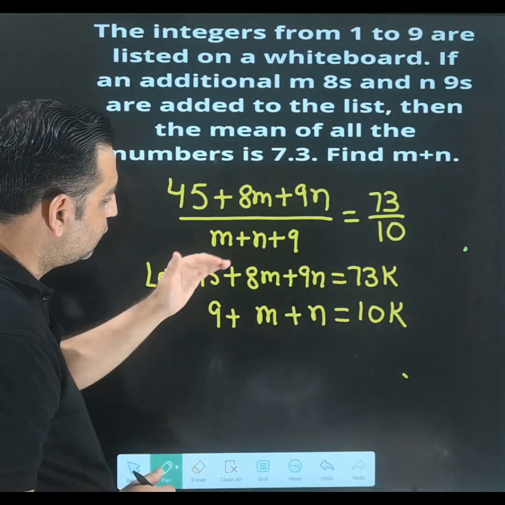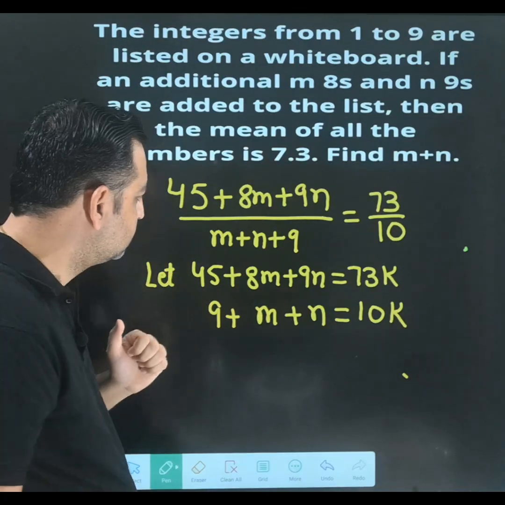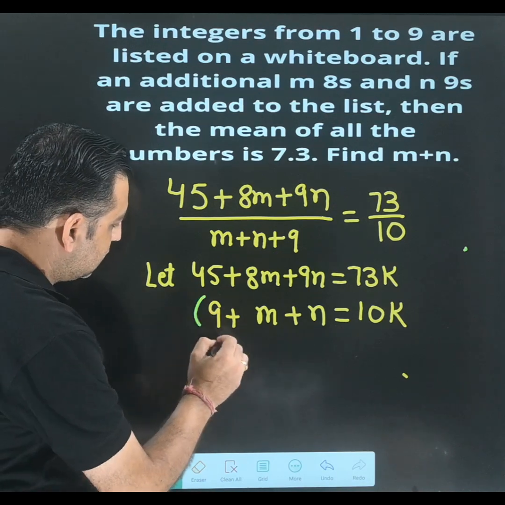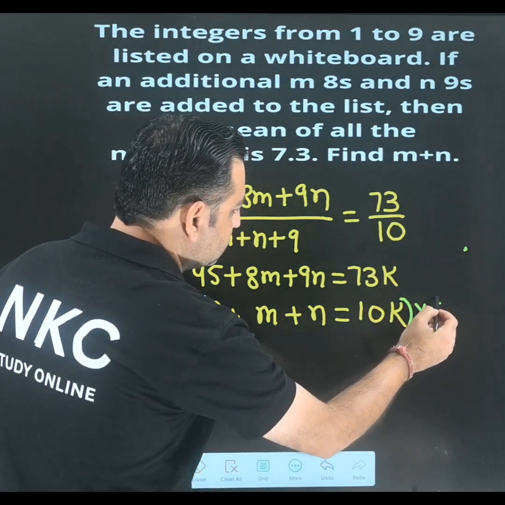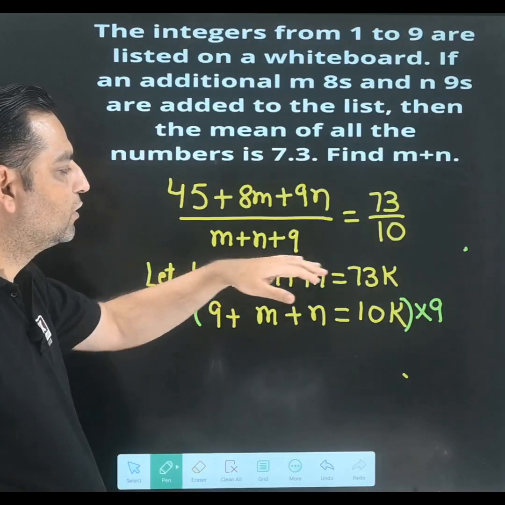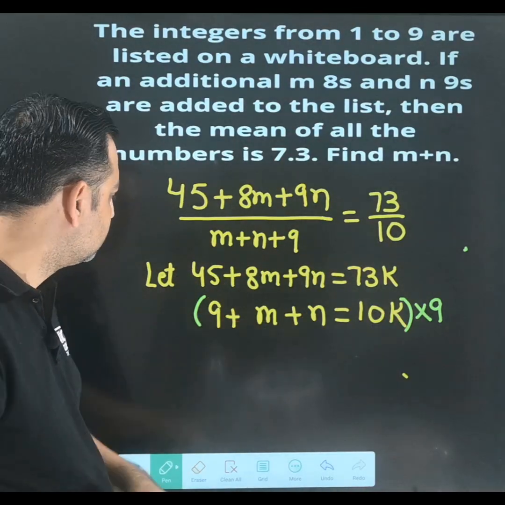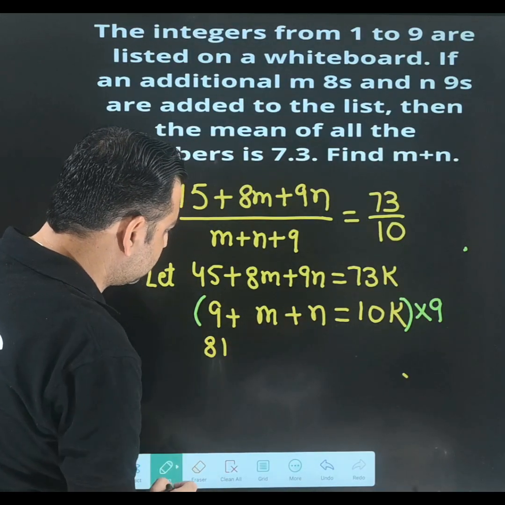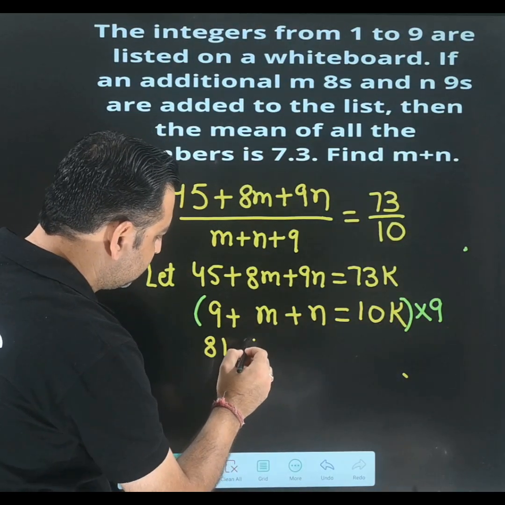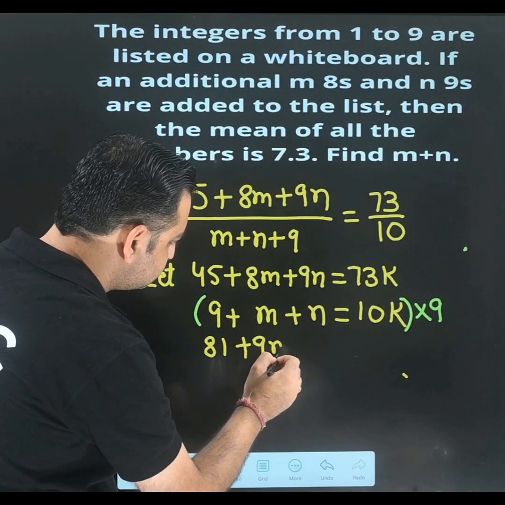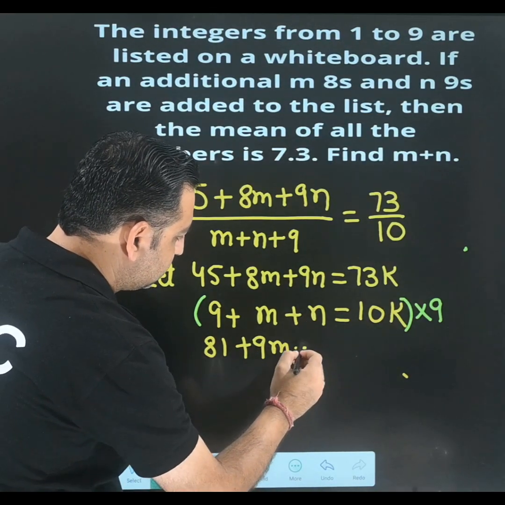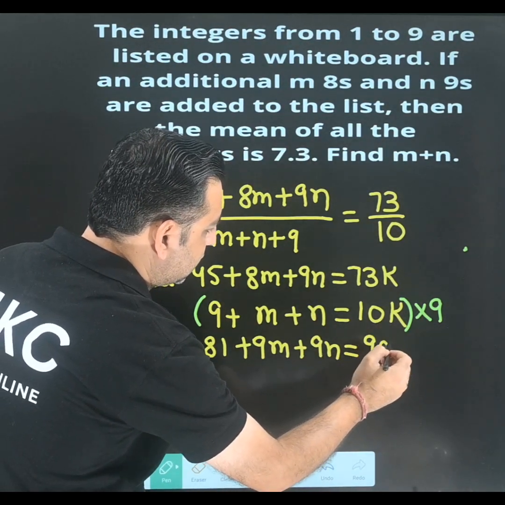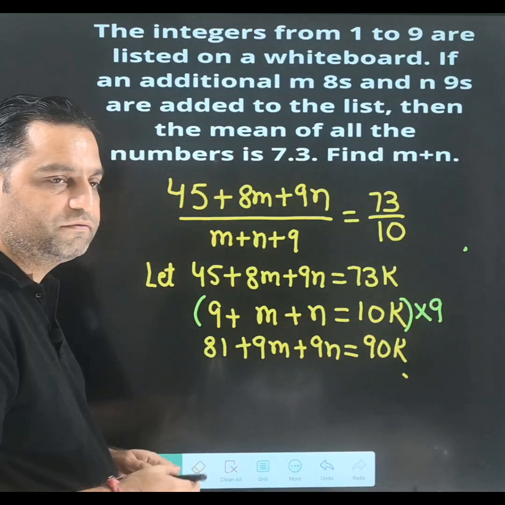Now, we are going to use the elimination method. How am I going to do it? I am considering 9n into picture, and I am going to multiply this whole equation by 9. I am not doing anything to the first one, just multiplying the second by 9. What will we get? 9 times 9 is 81. I am rewriting it. 9 times m will be 9m. 9 times n will be 9n. And 9 times 10 will be 90k. Right? This is what we will get.